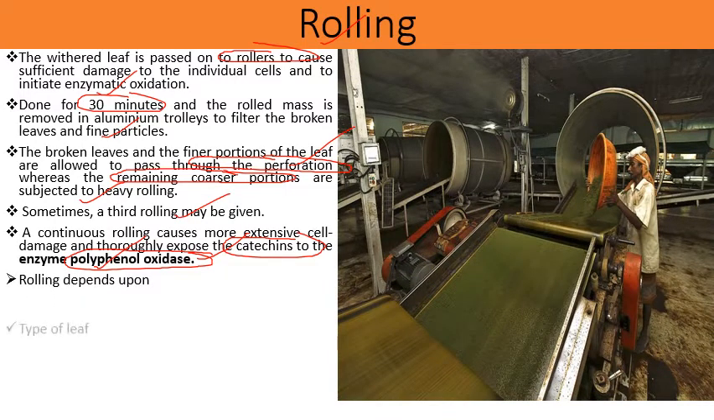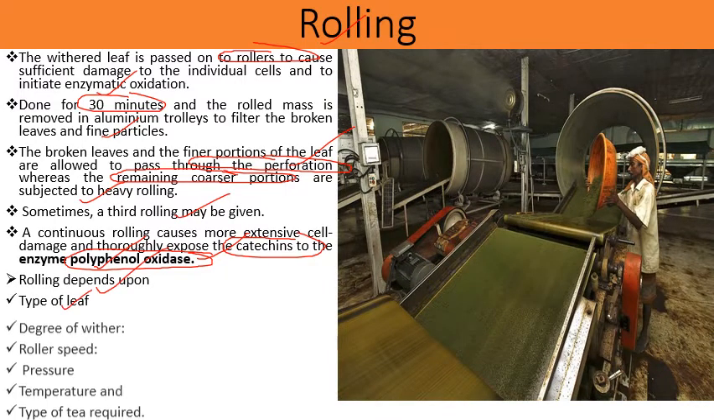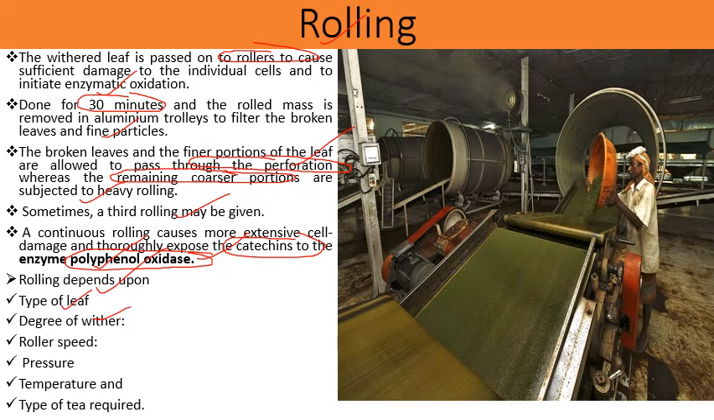Then the rolling depends upon type of leaf, degree of wither, roller speed, pressure, temperature and type of tea required. So these are the various requirements जो रोलिंग प्रोसेस है इन स्टेप्स के ऊपर डिपेंड करता है. It depends upon these steps.